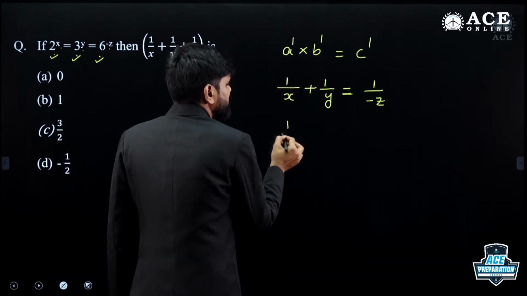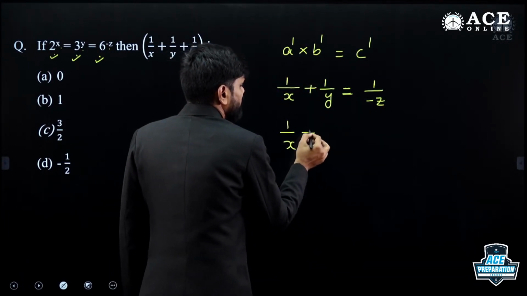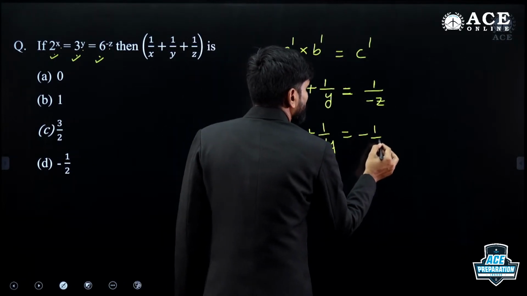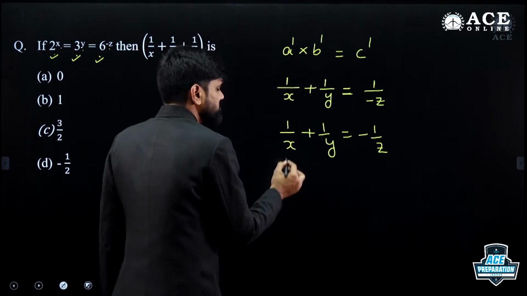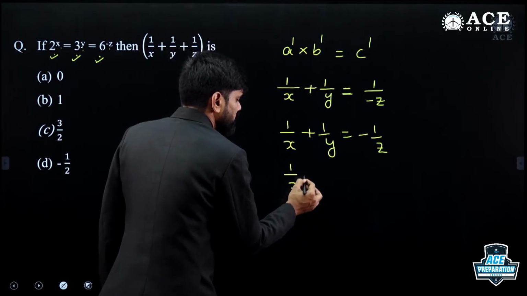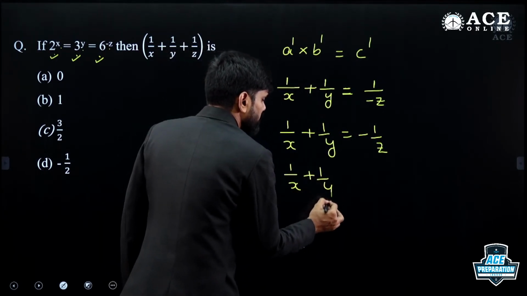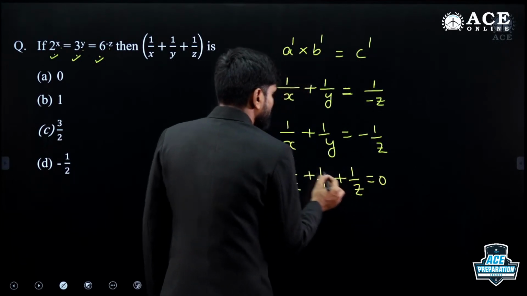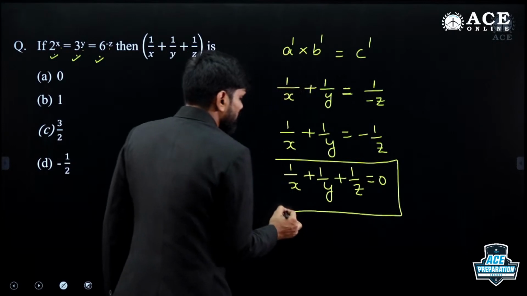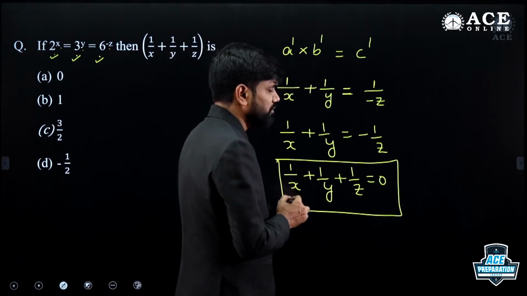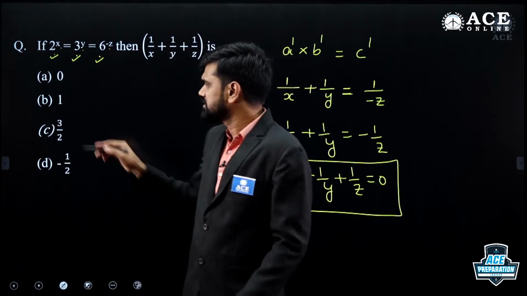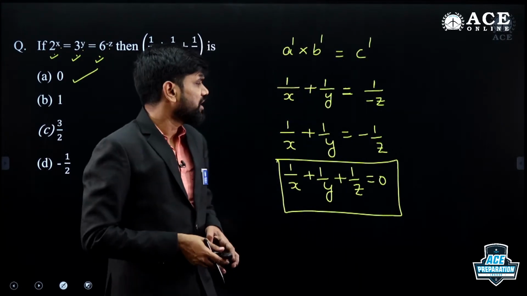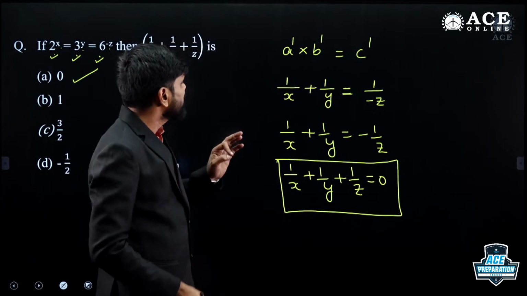So if you extend it further, it will come out to be 1 by x plus 1 by y equal to minus 1 by z. Sending that one this side will give you what? 1 by x plus 1 by y plus 1 by z is equal to what? 0. This will be the relation that we are going to get. They are asking you for 1 by x plus 1 by y plus 1 by z. Its value will become how much? 0.